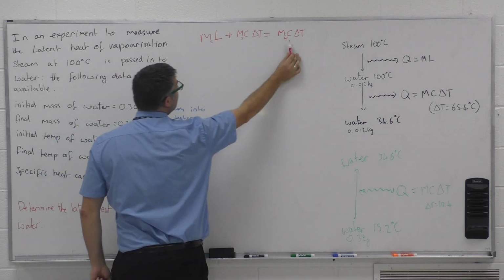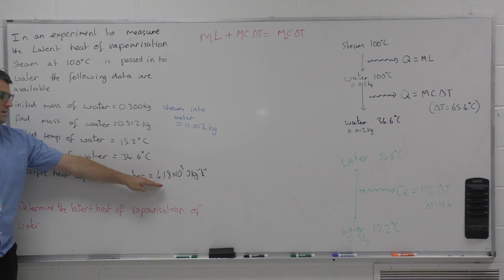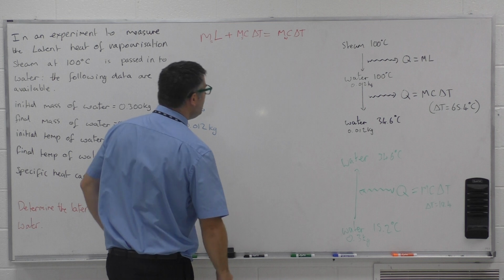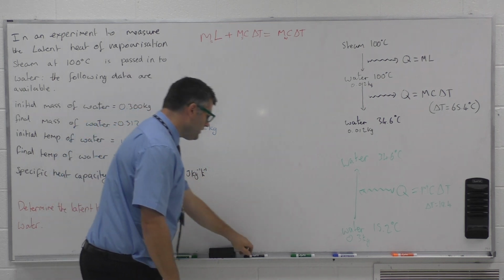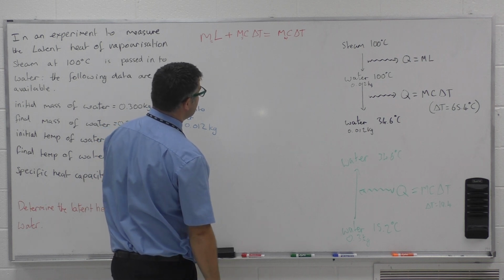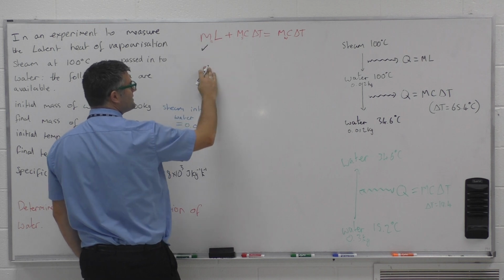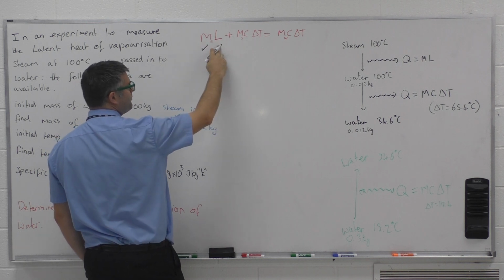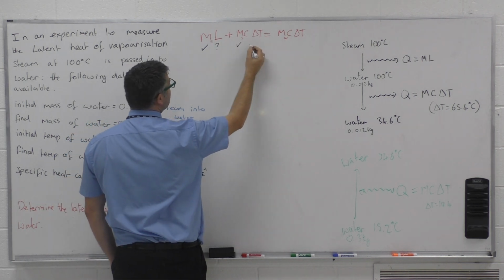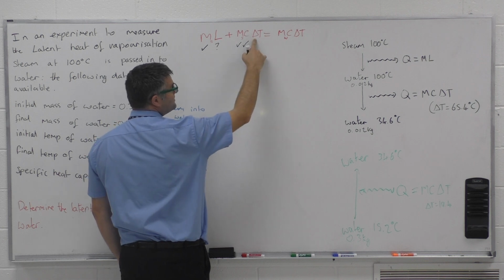Notice that C in each of these cases is the same value. They're both water, so 4.18 times 10 to the 3. Now look at what we've got and what we don't have. Well, we can go through each of these terms and say whether we've got them or not. Mass of the steam, yes. Latent heat of vaporization, well, that's what we're looking to find out. Mass of the steam, yeah, we've already said we know that. Specific heat capacity of water, yeah, we know that.